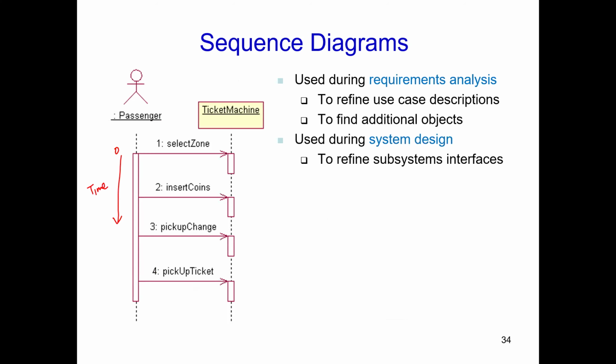So here's a sequence diagram to represent the interaction of a passenger with the ticket machine. You're basically, again, looking at the passenger taking some actions to the ticket machine, selecting the zone, inserting coins, picking up change, and picking up the ticket at the end. So in this case, you see there's a bar.